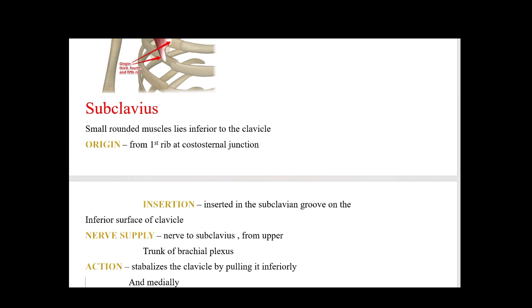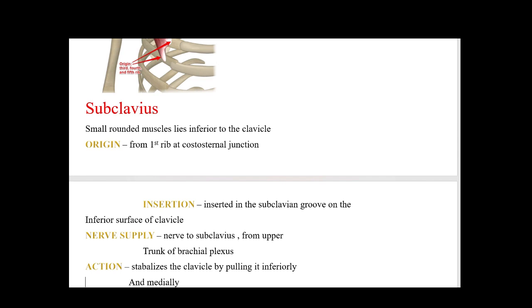However, if you have studied the brachial plexus earlier, then you can clearly identify how branches of the brachial plexus give nerves to this muscle, and so on. Likewise, it is inserted into the subclavian groove. If you studied the clavicle, then it is inserted into the subclavian groove, which lies on the inferior surface of the clavicle. And nerve supply.